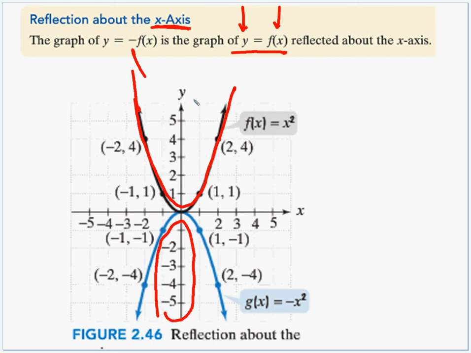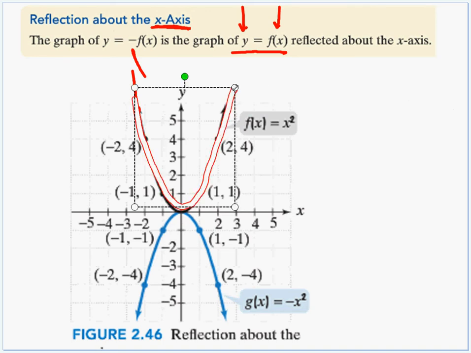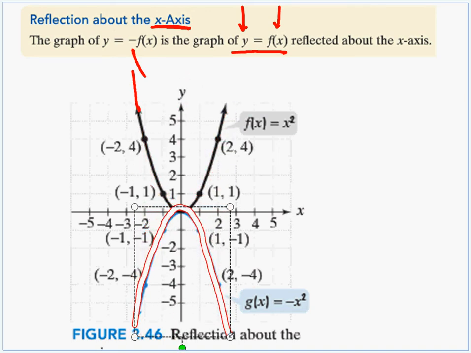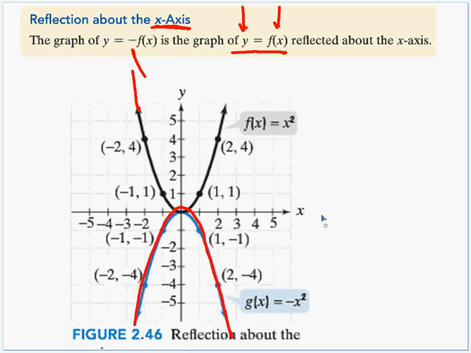So what that did is took the graph, here in red, and just flipped it over the x-axis, and now it's living down underneath the x-axis because we made all the positive y values up here where the parabola used to be negative. So that shifted the parabola underneath the x-axis.